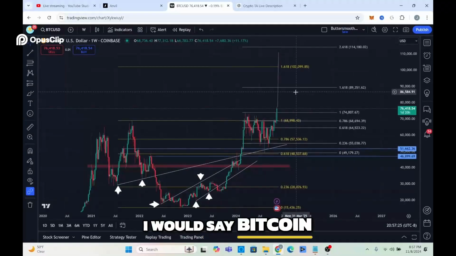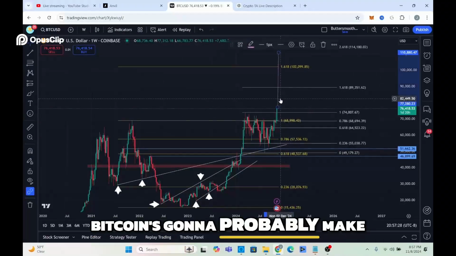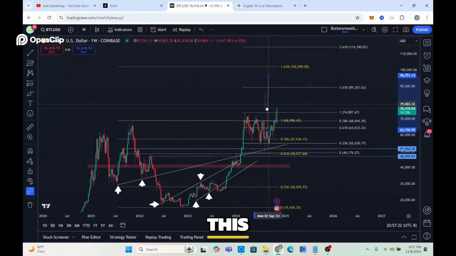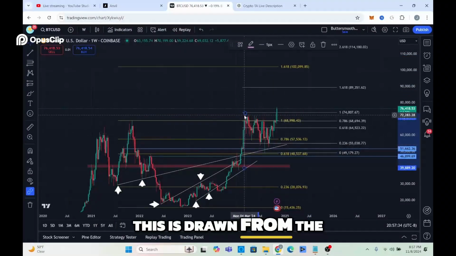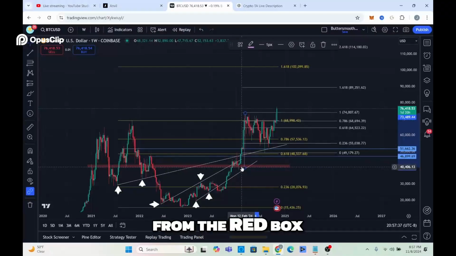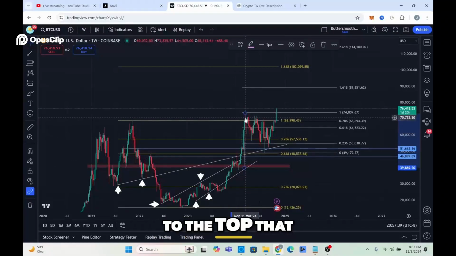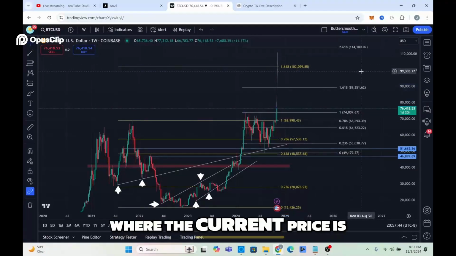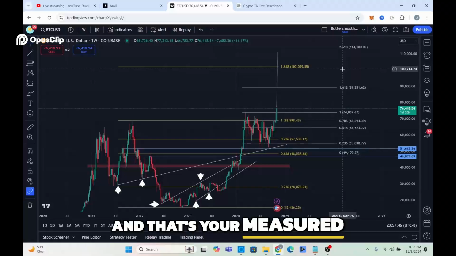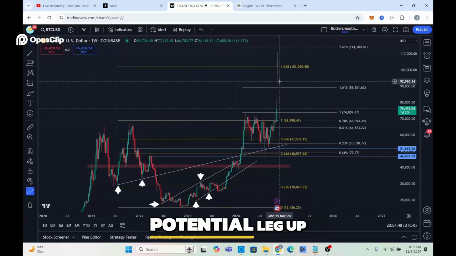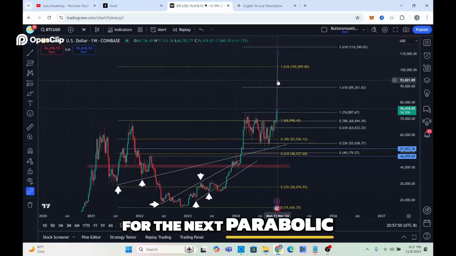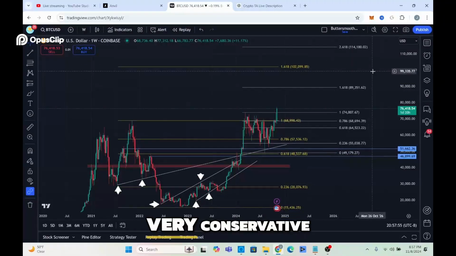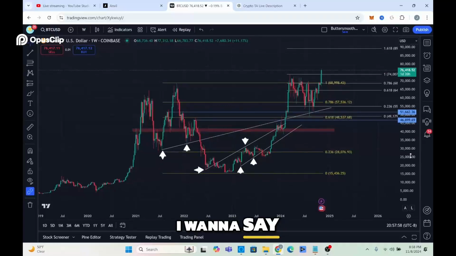But yeah, I would say Bitcoin is here. Bitcoin's going to probably make that movement relatively soon. And again, this is drawn from this movement, right? From the red box down here to the top that it put in, and all I did is drag and drop where the current price is. And that's your measured movement for the next potential leg up, for the next parabolic leg up. Gotcha. Okay, this is a little more realistic, very conservative.